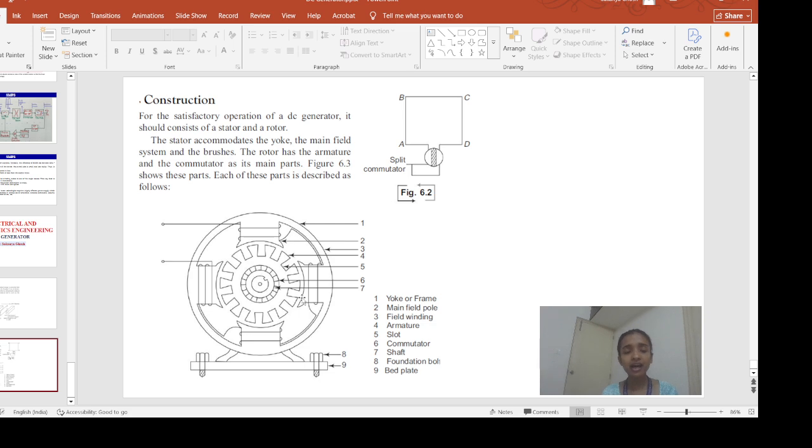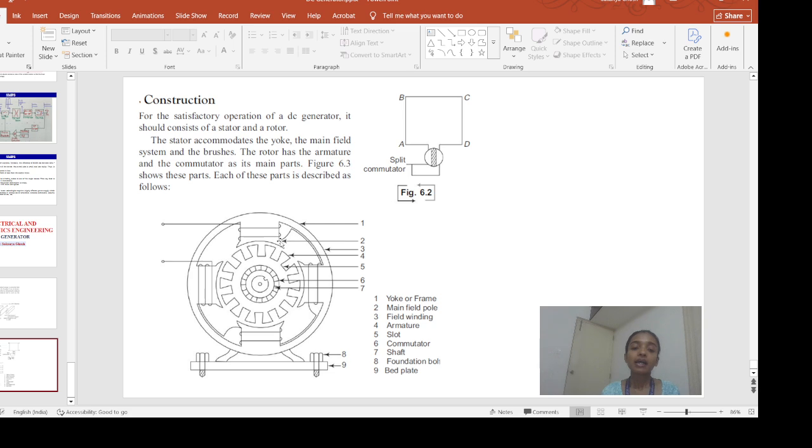Okay. Now, what happens? These field poles generate the constant or stationary magnetic field, because we are providing the field windings on these field poles. Now, if DC current passes through the field windings, what will happen? These field poles will get magnetized, okay, and they will generate the constant magnetic field. Basically, they work as a permanent magnet, with alternating north pole and south pole.